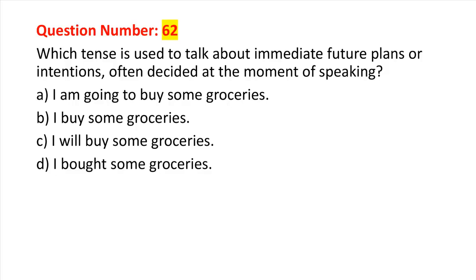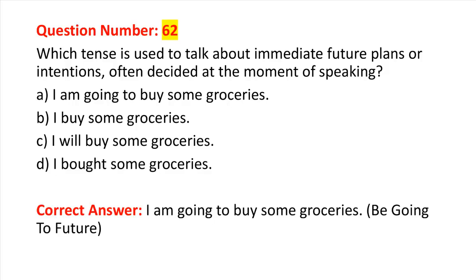Question number 62. Which tense is used to talk about immediate future plans or intentions, often decided at the moment of speaking? A. I am going to buy some groceries. B. I buy some groceries. C. I will buy some groceries. D. I bought some groceries. Correct answer, I am going to buy some groceries. Be going to future.